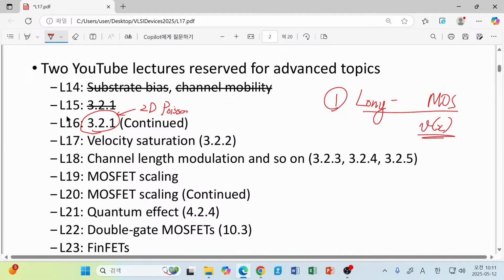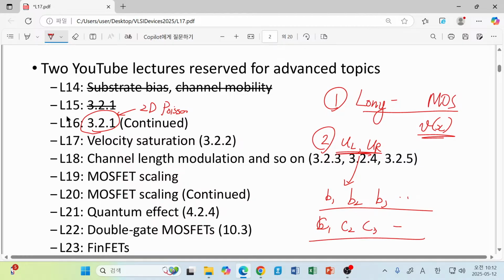After that, due to source potential and drain potential, we have the mismatched boundary condition. That is covered by our UL function and UR function. Then how can we match these boundary conditions? By applying the series expression like B1, B2, B3, we can match the source potential, and also C1, C2, C3, by them we can match the drain potential.